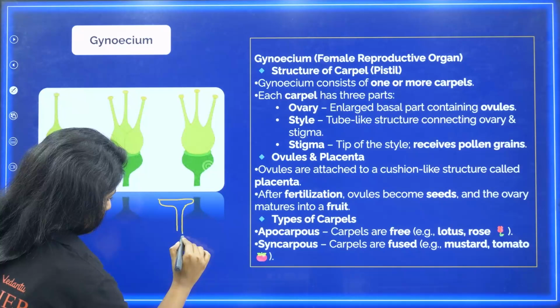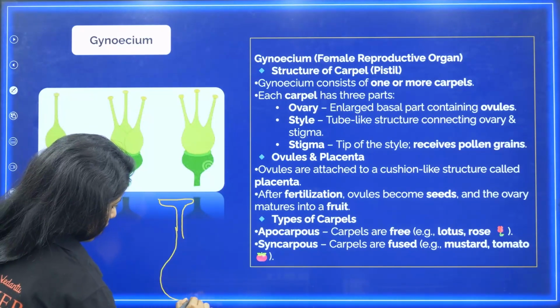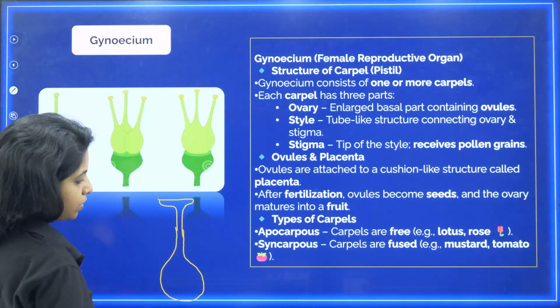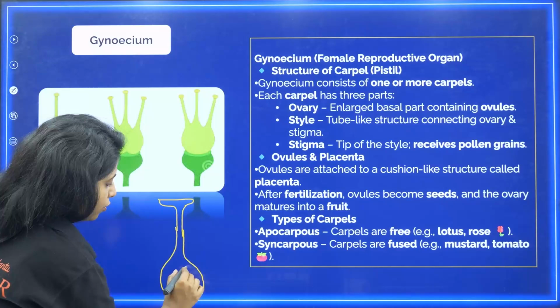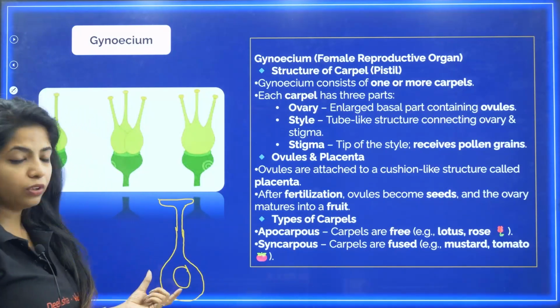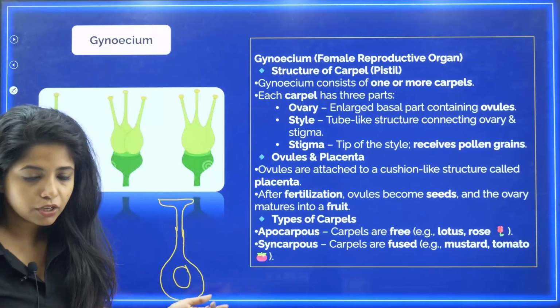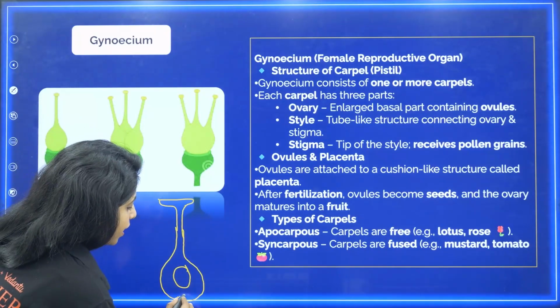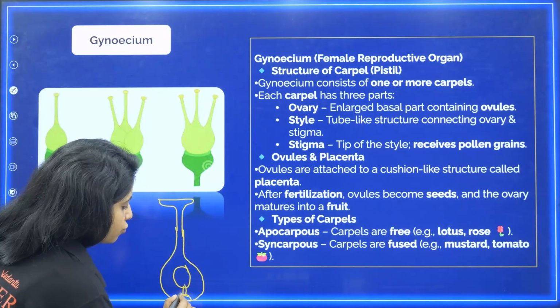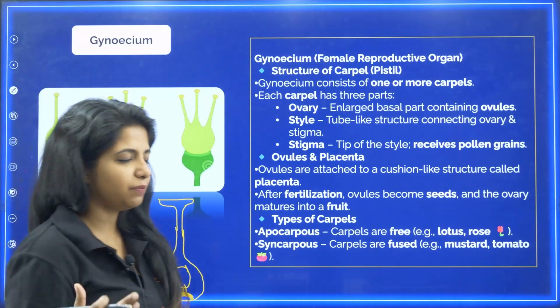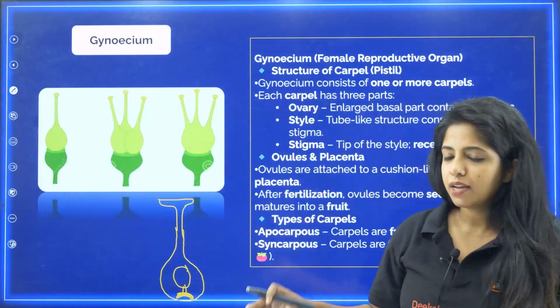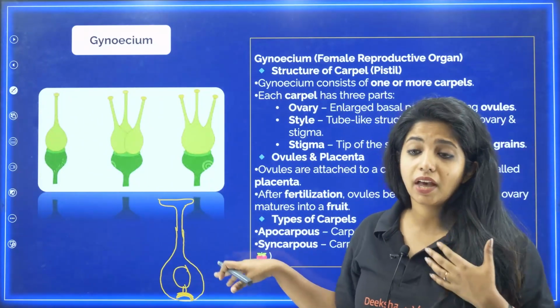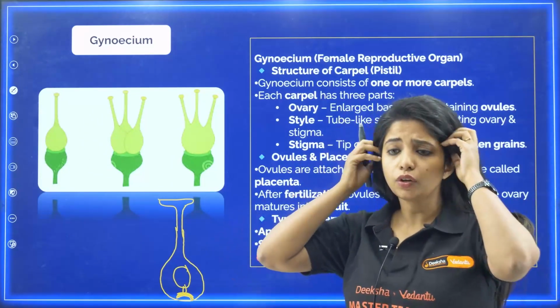So this is the stigma, this is the style, and you have the ovary. Inside the ovary, you would have the ovule. Your ovule can be one or it can be multiple, my dear children. The ovule is attached to a placenta which provides it nutrition. Depending on the position of placenta you have different types coming up really soon. But just understand, placenta is there in the ovarian cavity and it provides nourishment to the ovule.